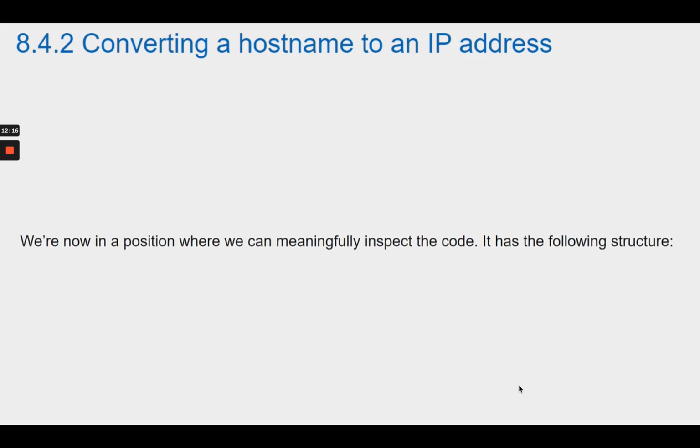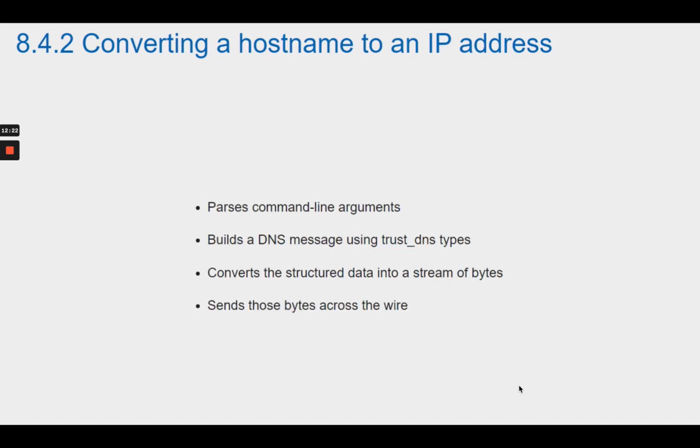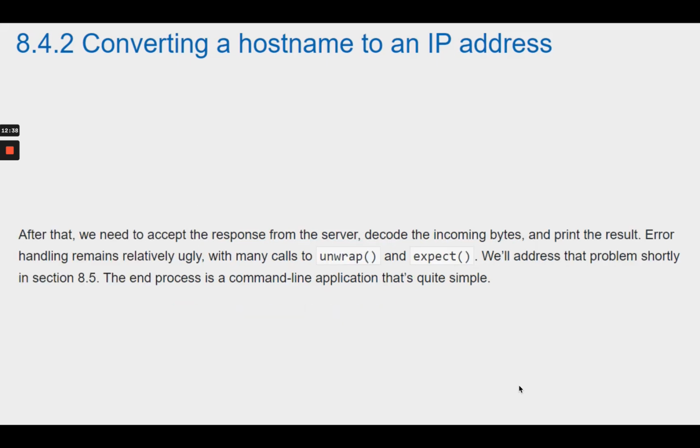We are now in a position where we can meaningfully inspect the code. It has the following structure: parses command line arguments, builds a DNS message using trust_dns types, converts the structured data into a stream of bytes, sends those bytes across the wire. After that, we need to accept the response from the server, decode the incoming bytes, and print the result. Error handling remains relatively ugly, with many calls to unwrap and expect. We'll address that problem shortly in section 8.5.